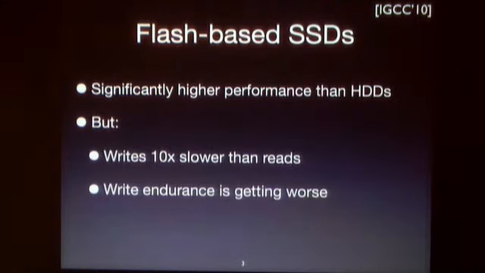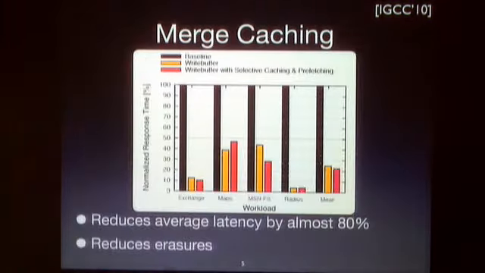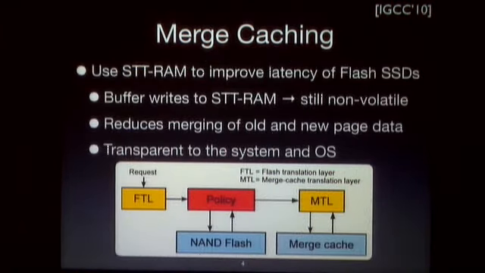And the write endurance is only getting worse as we push the cells smaller and smaller, and the number of electrons gets even smaller. And so what we're looking at here is that though STT-RAM is not dense enough to replace the flash, we can actually use it to build what we call a merge cache to augment the flash. So the simple idea here is this.